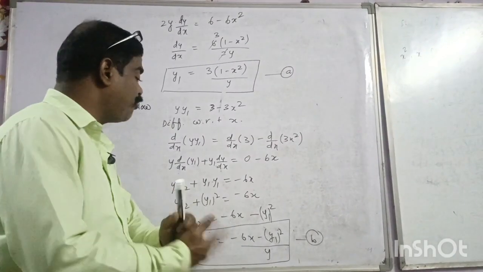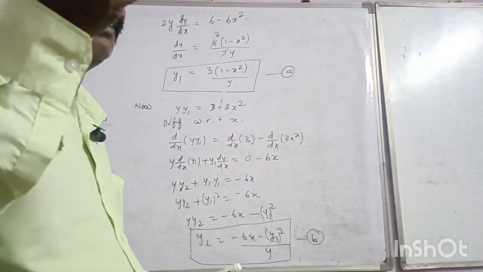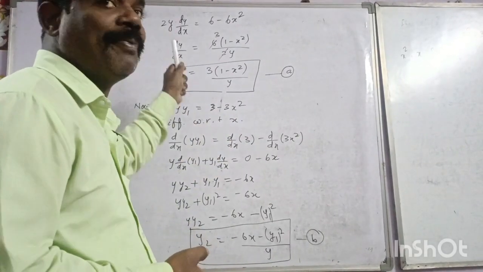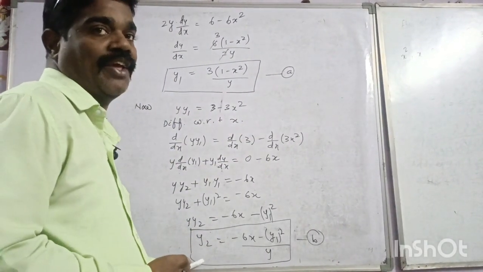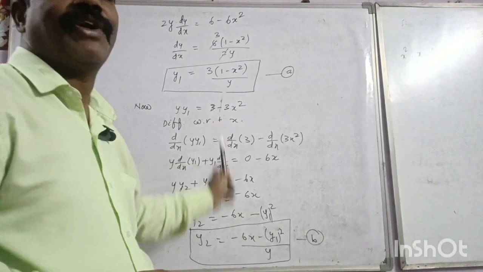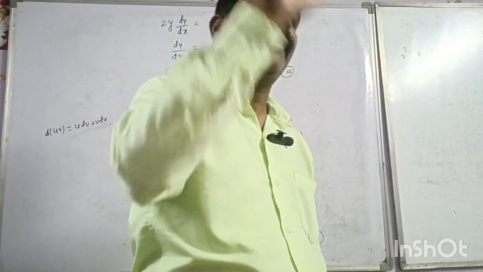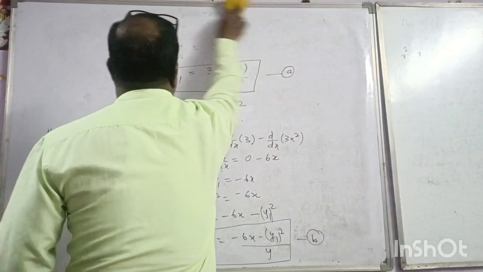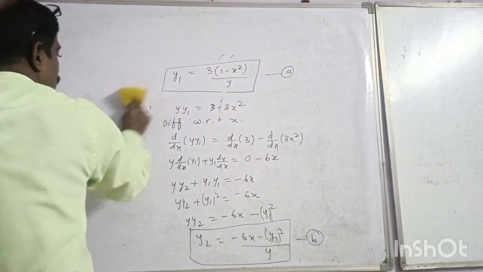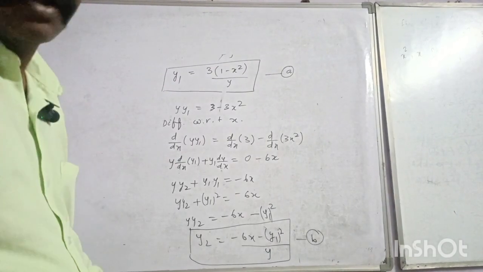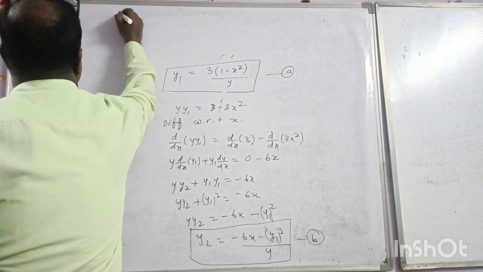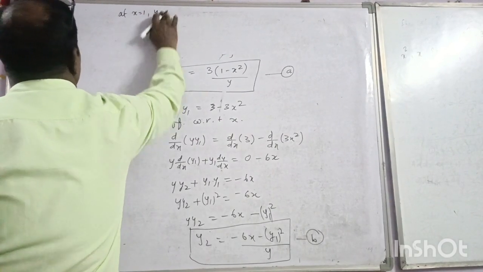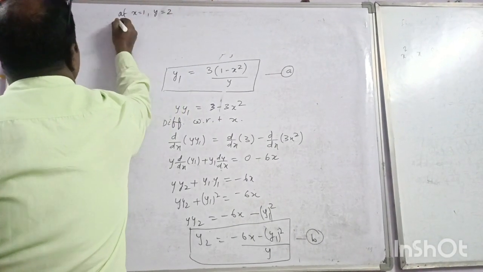Okay, now we have to find at the point given to us, 1,2. अभी 1,2 पॉइंट पे y1 एंड y2 फाइंड आउट करेंगे. y1 y2 आने के बाद y1 y2 वैल्यू रेडियस ऑफ कर्वेचर में अप्लाई करेंगे, है ना. At x is equal to 1 comma y is equal to what? 2 है ना.